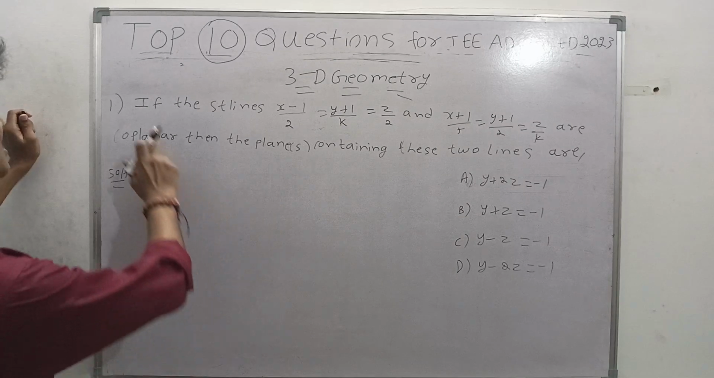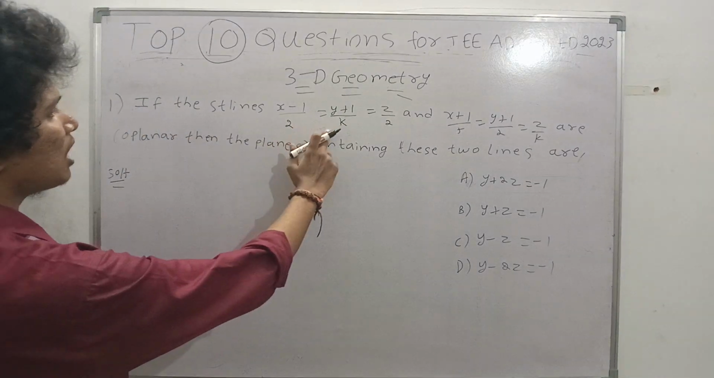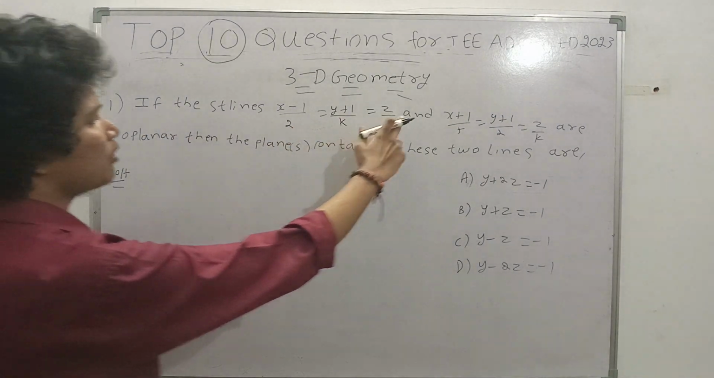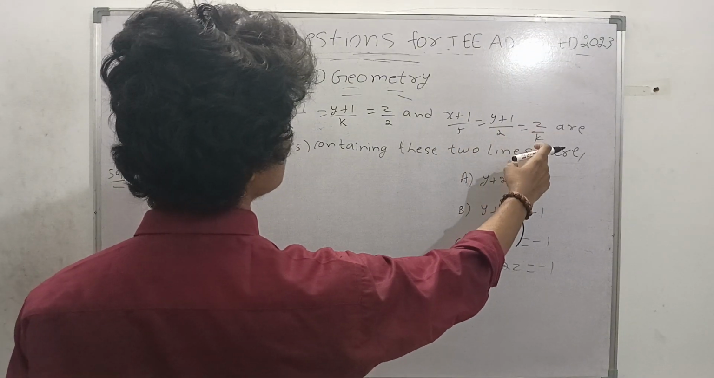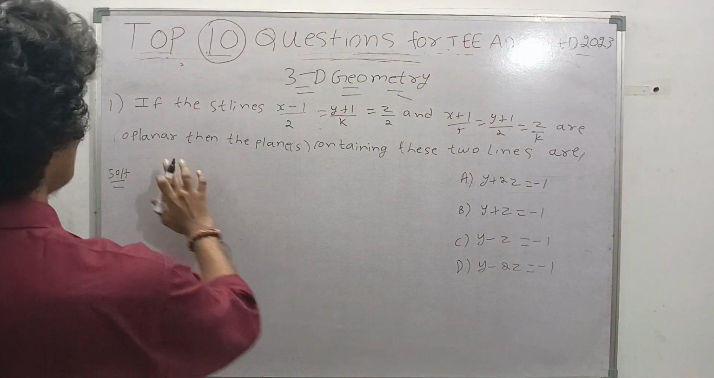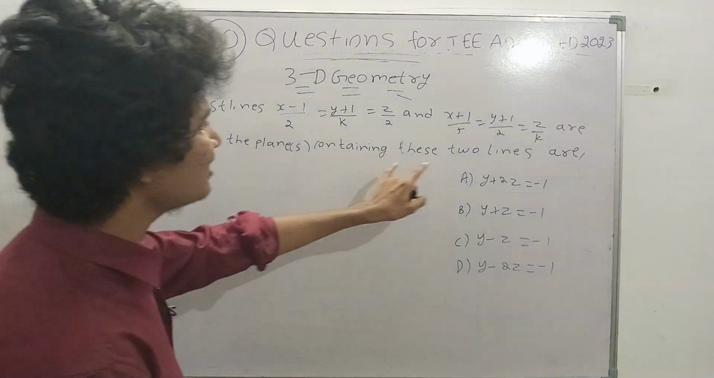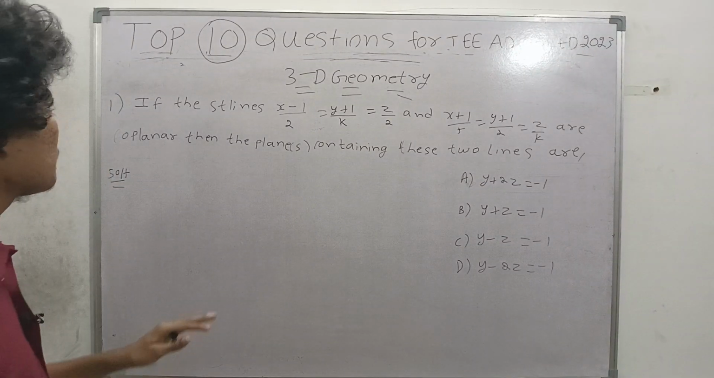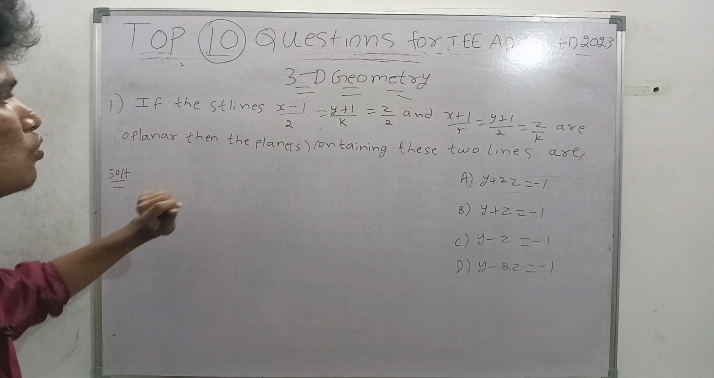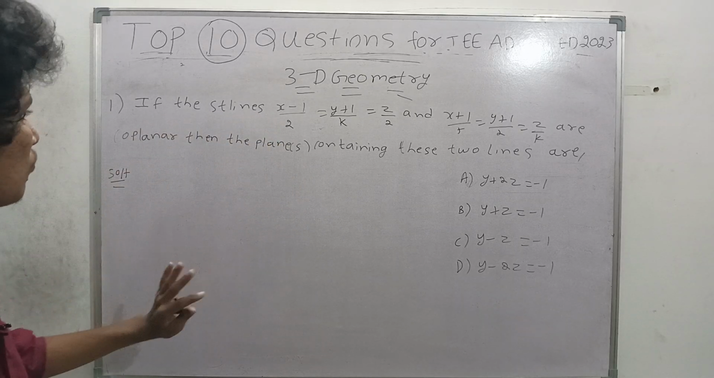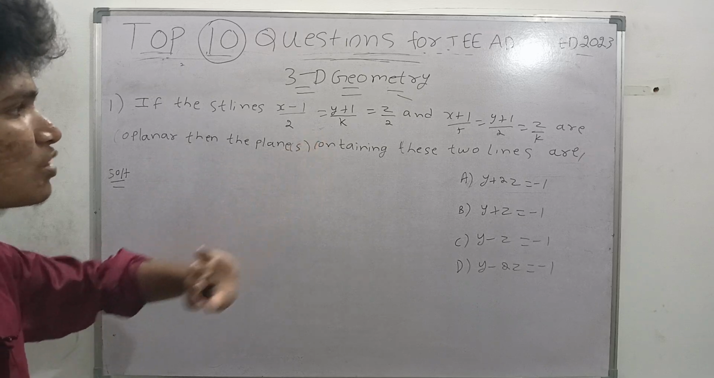The first question they gave us: if the straight lines (x minus 1) by 2 equal to (y plus 1) by k equal to z by 2, and (x plus 1) by 5 equal to (y plus 1) by 2 equal to z by k are coplanar, then the planes containing these lines are. What are they asking? They gave these two straight lines and they are coplanar. Now they are asking for the planes containing these two lines.